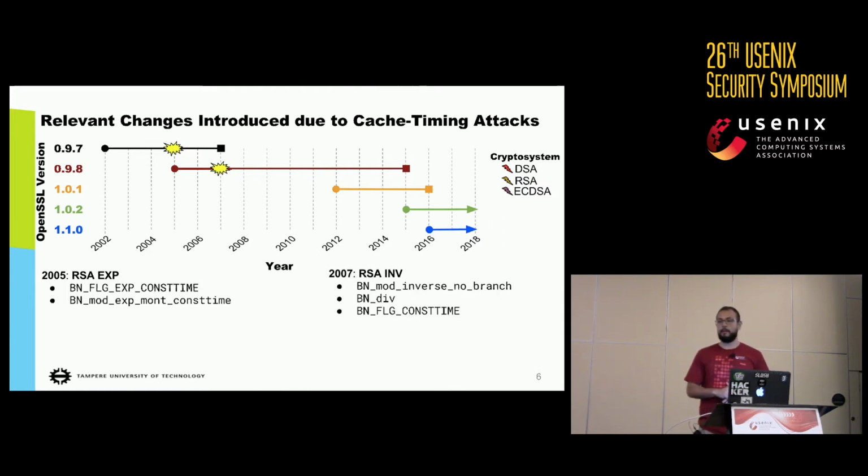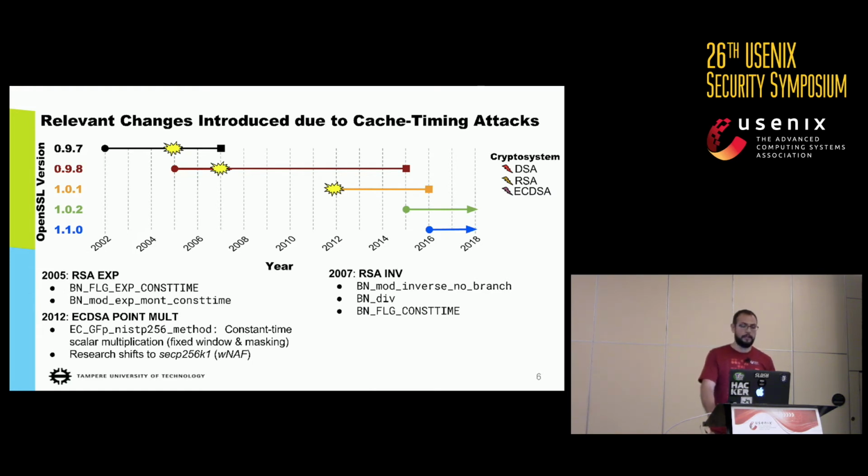Then in 2007, due to the work of Aciicmez et al., they introduced the modular inverse no-branch method and constant time big number division, and they renamed the previous constant time flag to just BN_FLG_CONSTTIME, because the flag was not used only for exponentiation, it was also used for modular inversion. So this created a huge mess, because first they had to identify all the places where they were dealing with secret information. So they had to track all these places and mark them and make some kind of branch there to send them to the proper constant time implementation. That was in 2005. In 2007, they had to, again, do the same and locate all those places, but now for modular inverse.